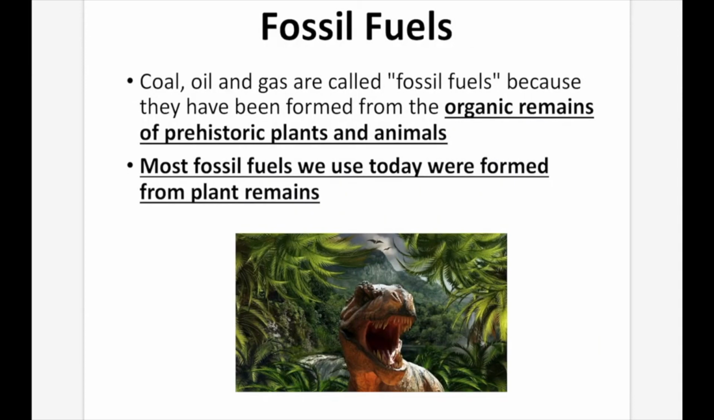Fossil fuels. Coal, oil, and gas are called fossil fuels because they have been formed from the organic remains of prehistoric plants and animals. However, most fossil fuels we use today were formed from plant remains well before the dinosaurs came into existence.